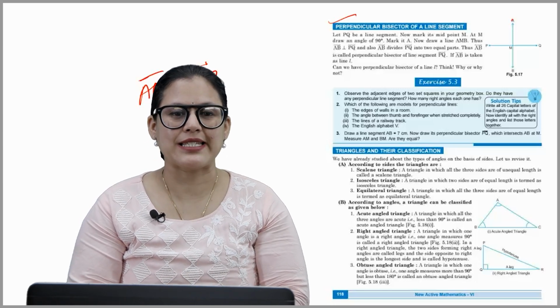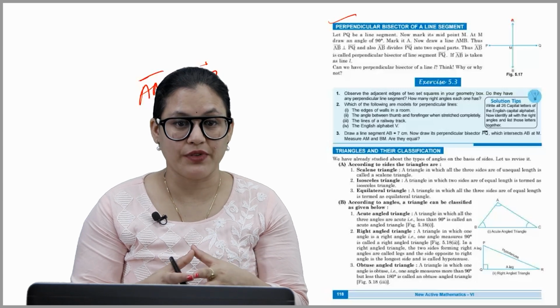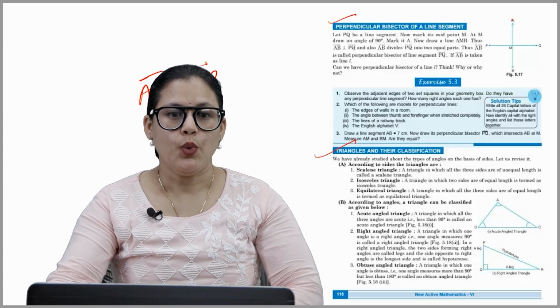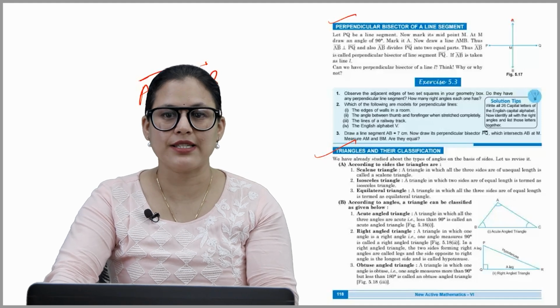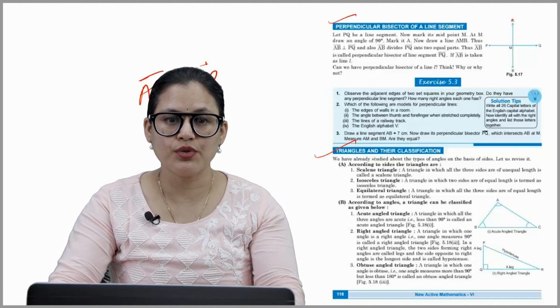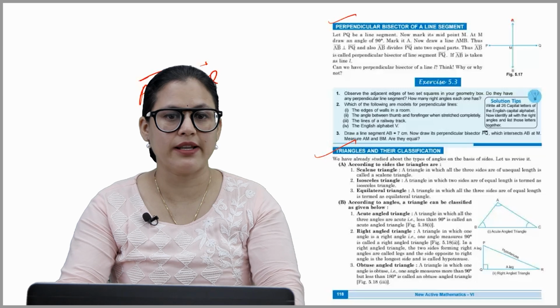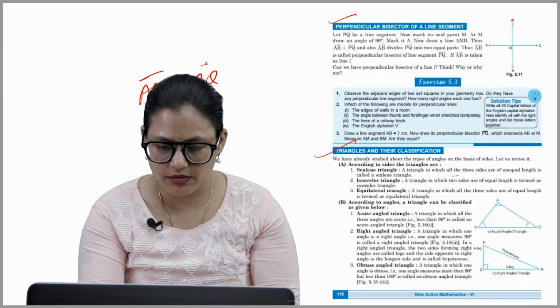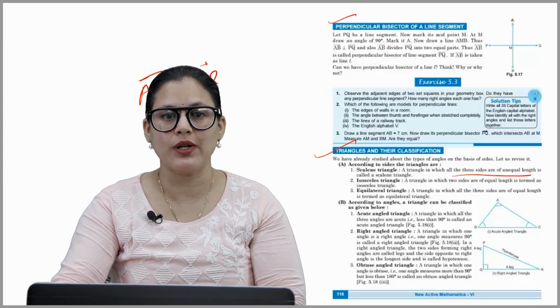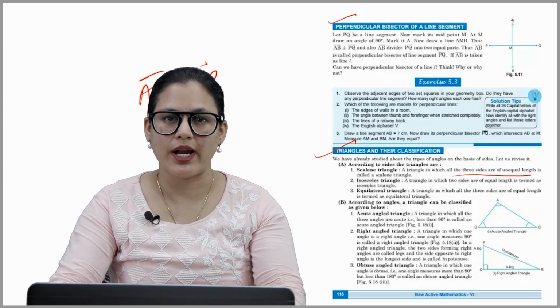Okay. Now let's talk about triangles and their classification. We have already studied the types of triangles on the basis of sides. Let us revise it. A. According to the sides, the triangles are: number 1, scalene triangle. A triangle in which all three sides are of unequal length is called a scalene triangle.